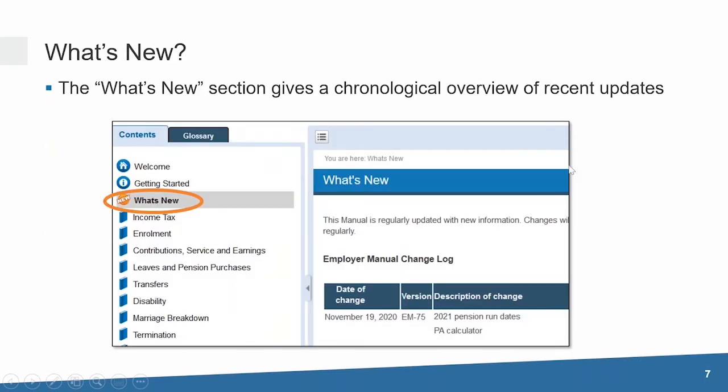You will find an overview of recent updates under the What's New section of the employer manual. For example, the 2021 pension run dates were added recently to the employer manual. The pension run dates are the dates a new pension must be processed for it to be paid at the beginning of the following month. In addition, the PA calculator was also updated.